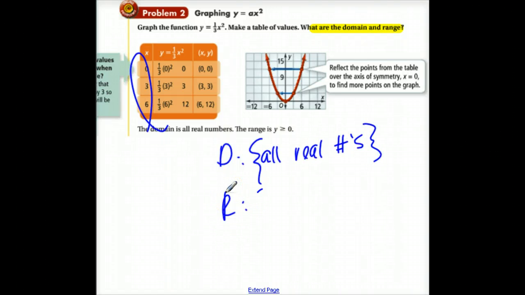Now our range, what are possible ranges? Well, let's see. 0 is our minimum, and everything goes up. So y has to be greater than or equal to 0.